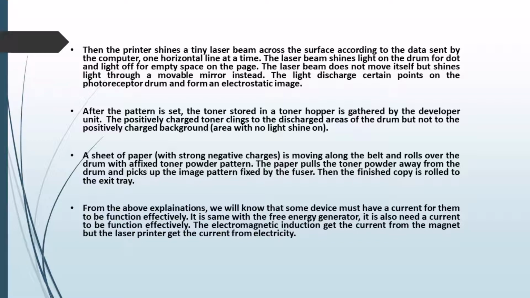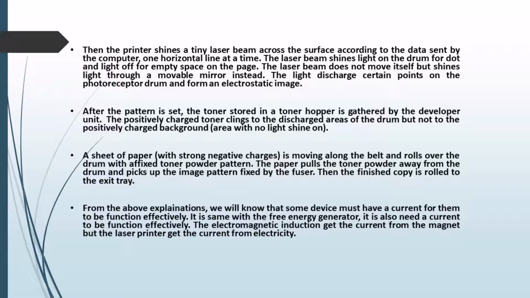The laser beam shines light on the drum for a dot and light off for the empty space on the page. The laser beam does not move itself but shines light through a movable mirror instead. The light discharges certain points on the photoreceptor drum and forms an electrostatic image. After the pattern is set, the toner stored in a toner hopper is gathered by the developer unit. The positively charged toner clings to the discharged area of the drum but not to the positively charged background area.